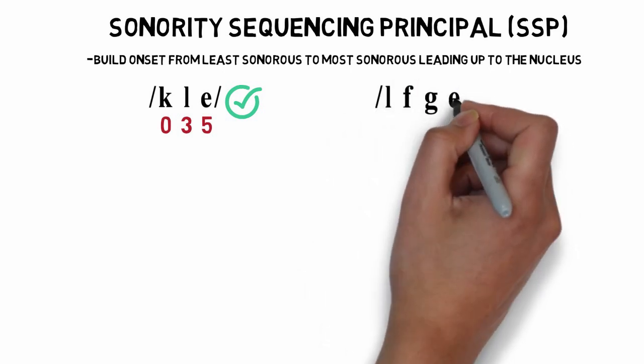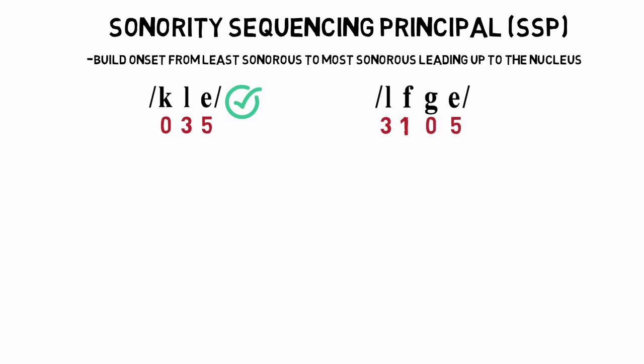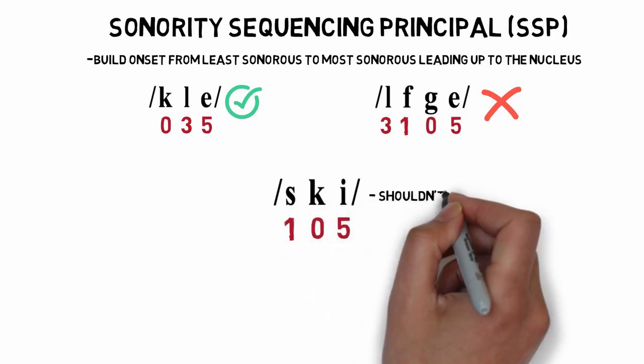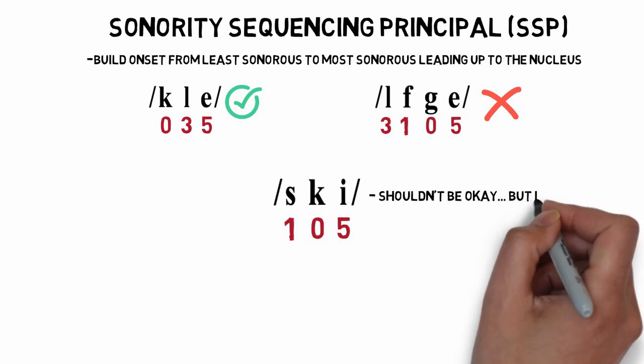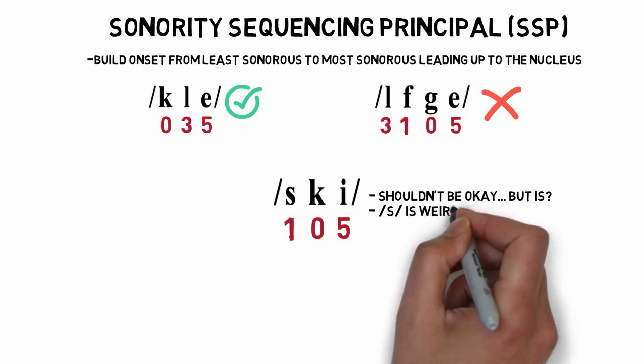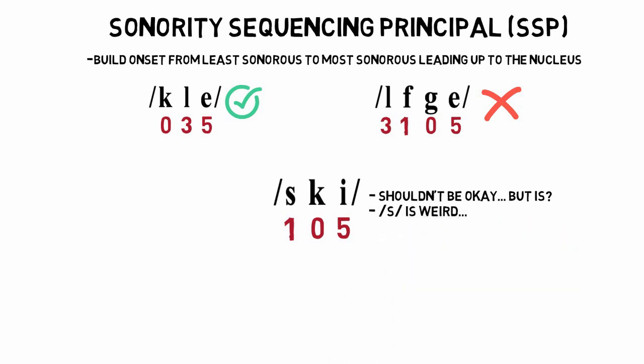On the other hand, something like ifke is not acceptable. Note that it does not have a steady rising peak. So then, how about something like ski? Well, ski is a valid word, but it doesn't really have a steady rising peak because it goes from a 1 to a 0 to a 5. Well, this is because, and I swear to you, this is largely the justification that is used in the literature, the sound s is weird. It's weird across languages, and it's weird in English.